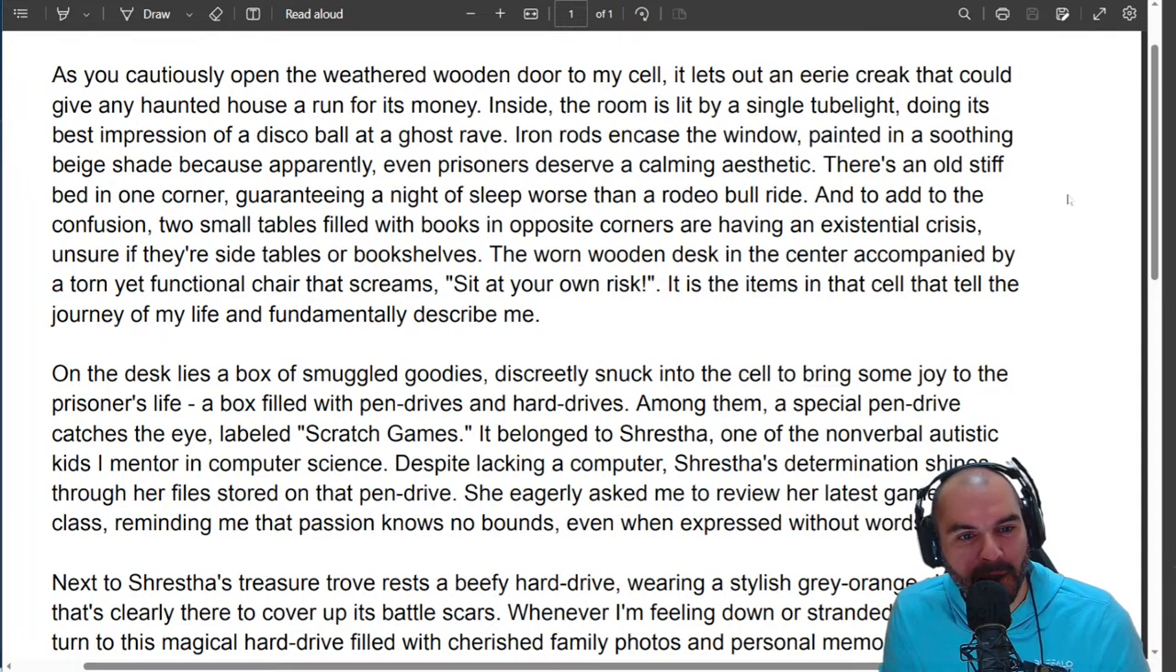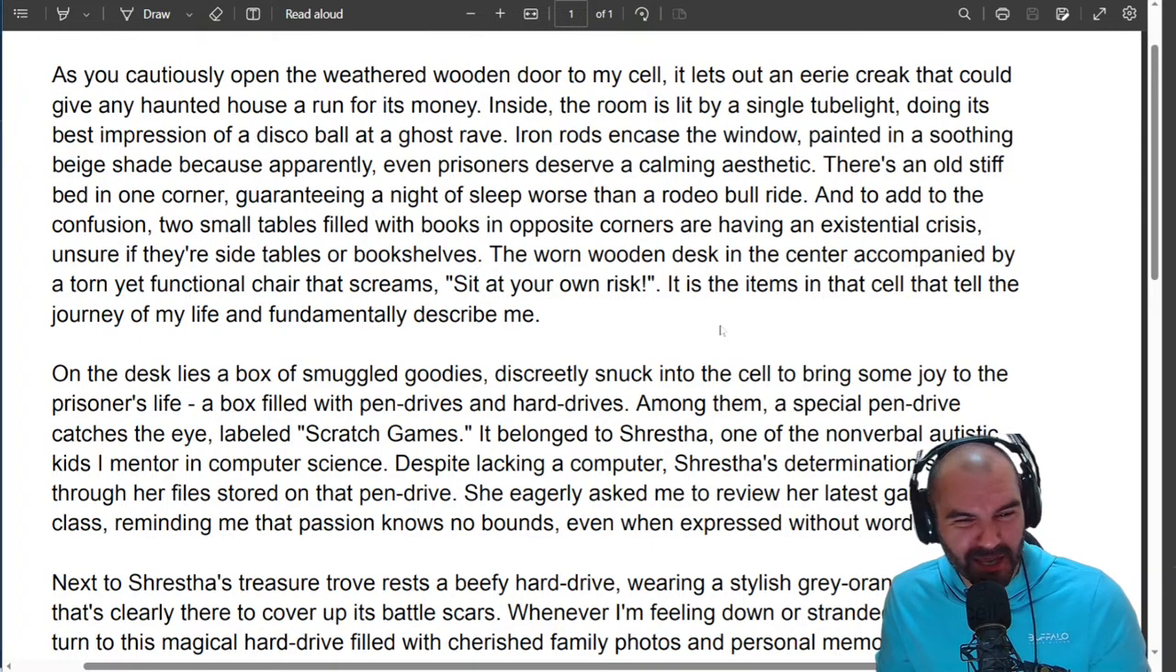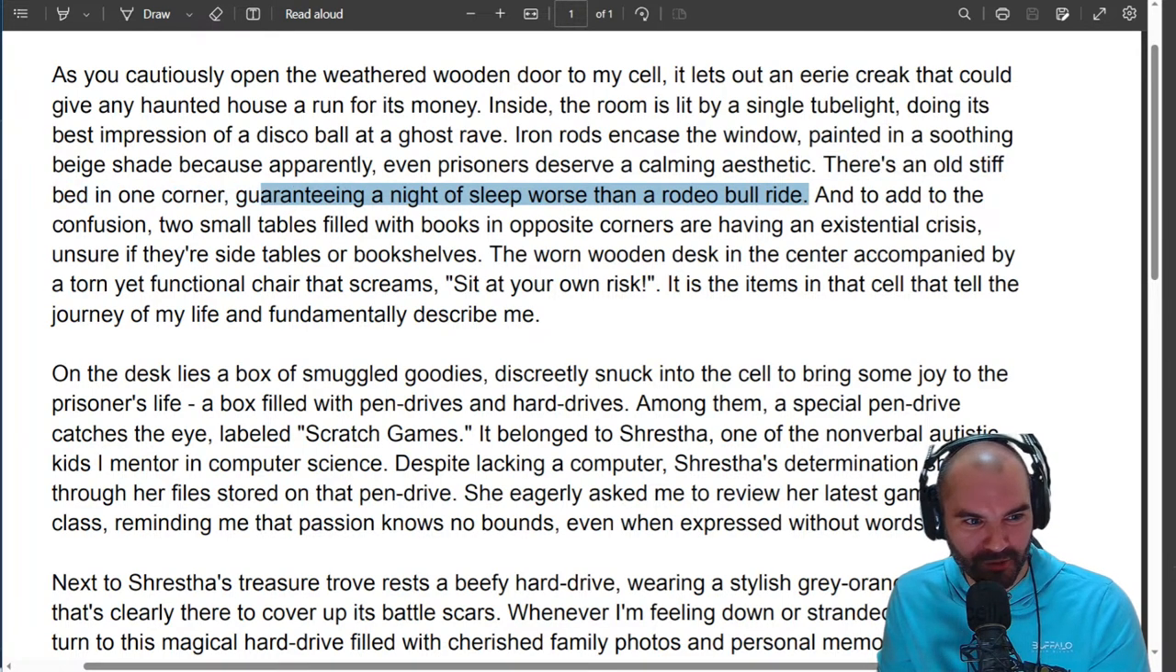Huh, this is interesting. Quick initial impressions: I would just say, don't be afraid to shorten some of these. I like this comparison, worse than a rodeo bull ride, that is pretty good. But I'm noticing a pattern of throwing the comparisons after. Eerie creek that could give any haunted house a run for its money. Disco ball to ghost rave. Worse than a rodeo bull ride. Be careful not to fall into a super repetitive sentence pattern, because that can get predictable and feel a little bit boring sometimes. I felt like this one was one too much. I probably would have just said, old stiff bed in the corner. Just leave it there.